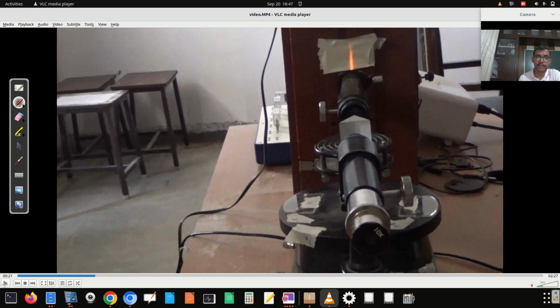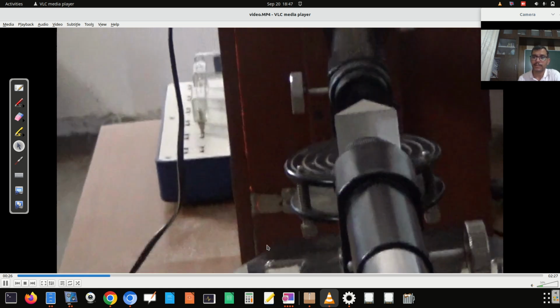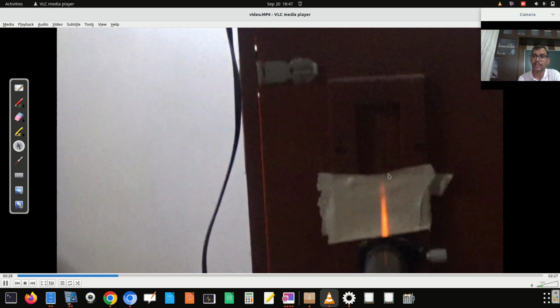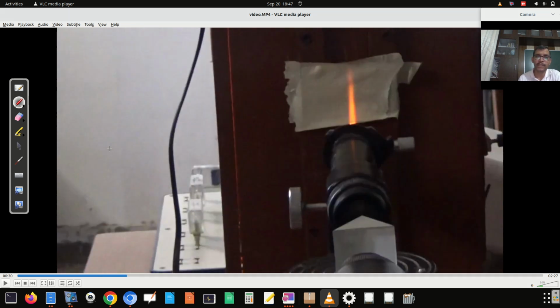So let us have a look at this particular video. Say this is Vernier B1 and it is a collimator. Let me briefly talk about this collimator also. In the collimator, this is basically a rack and pinion arrangement.